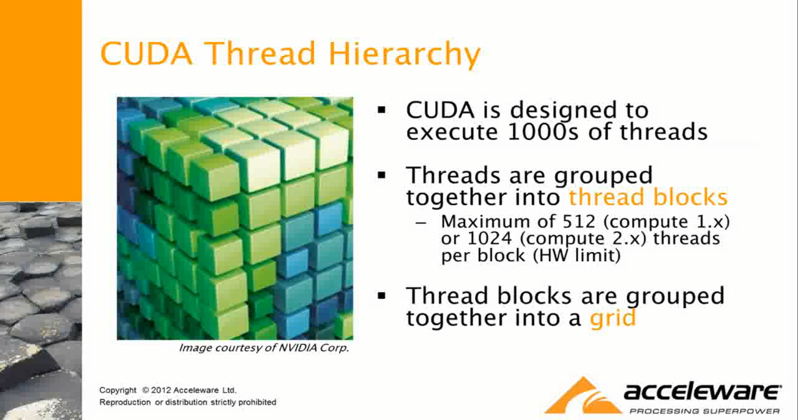CUDA is designed to run thousands, even more than that, of threads. They're grouped together in units, which we call a thread block. The maximum number of threads in a thread block is 512 if you're on compute 1 or lower. This can't be lower than 1. Or 1024 if you're on compute 2. This is a hardware limit. It's not something you get to choose. This is just the maximum. If you attempt to launch a kernel with more threads than that, the kernel will not launch.